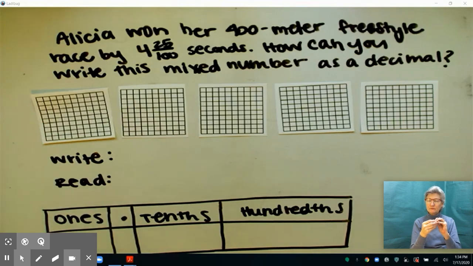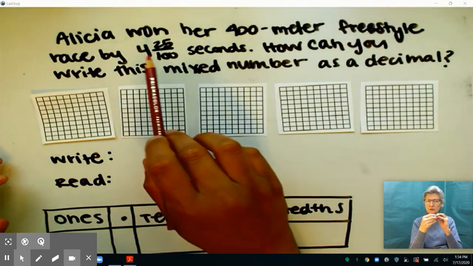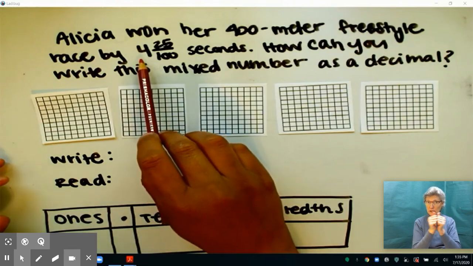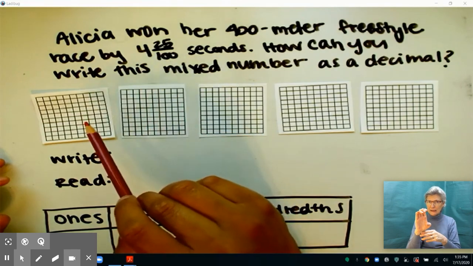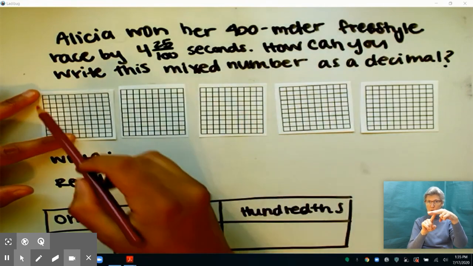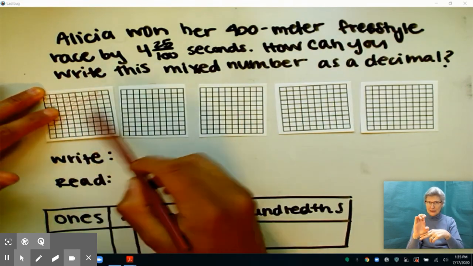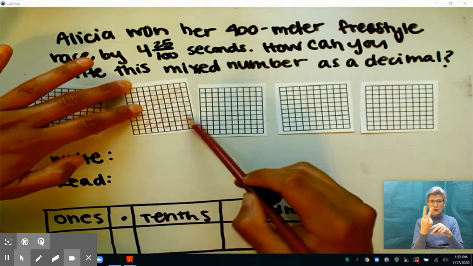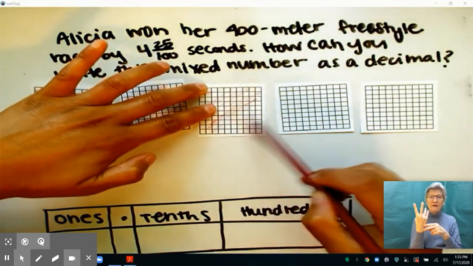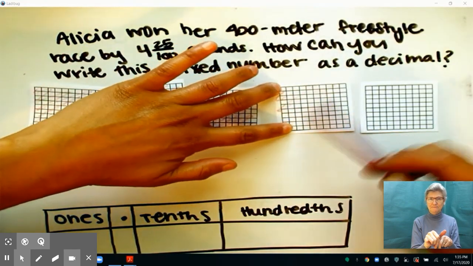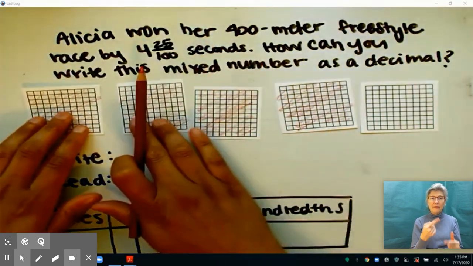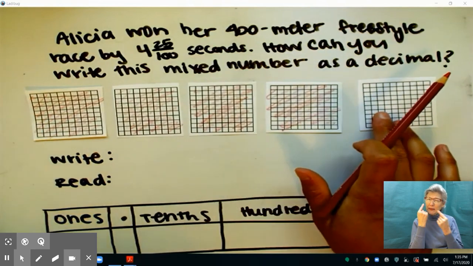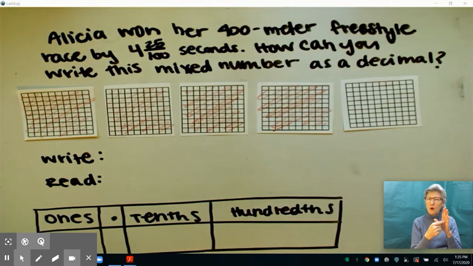So just like before, let's start out by creating a model to help us visualize this number. So we see that she won the race by 4 full seconds and 25/100ths of a second. So in order to represent this number, I know that I need four whole numbers, right? So here's 1, 2, 3, 4.